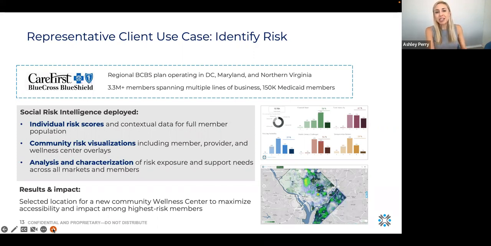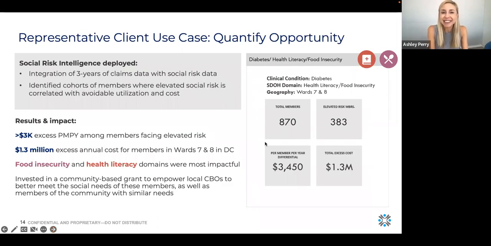Okay, so the question is actually about the integration of social risk data with clinical data. And I promise I didn't plant that question, but it tees up really nicely the next example that I wanted to share. So when we think about moving from just identifying risk to being able to proactively quantify opportunity, that's where the integration of clinical and social data becomes really powerful.